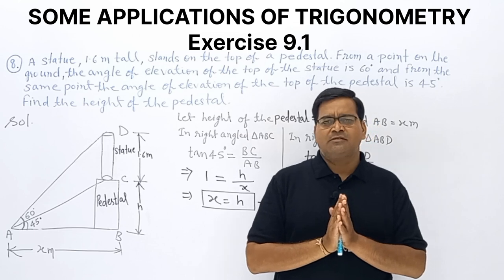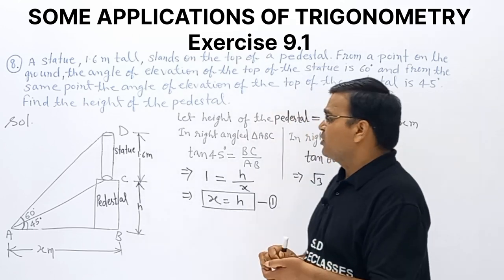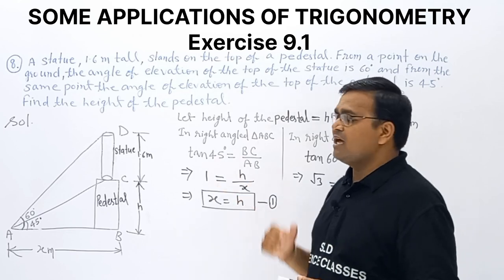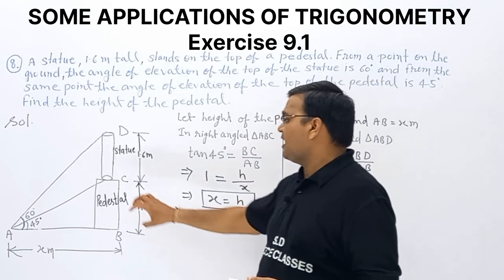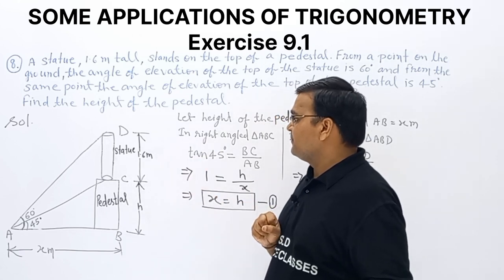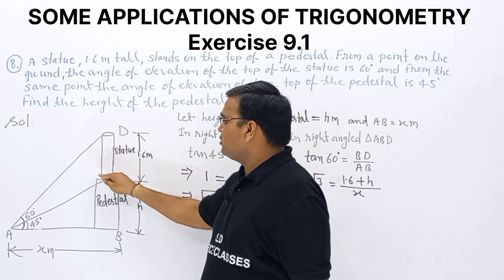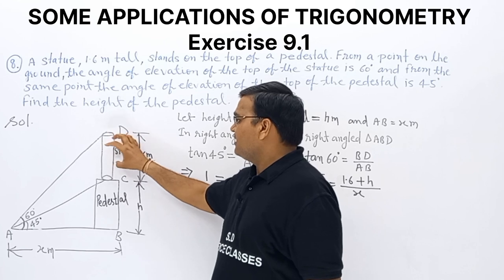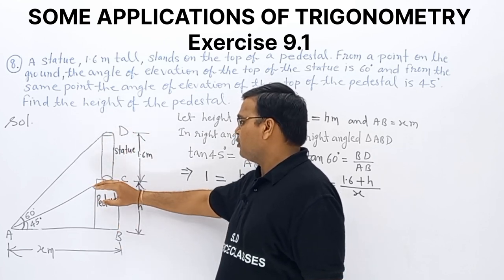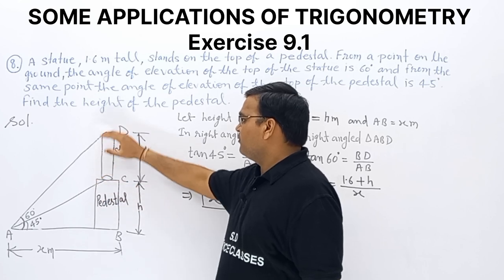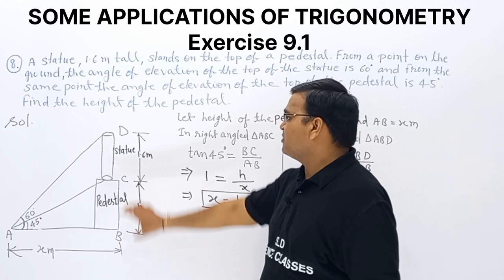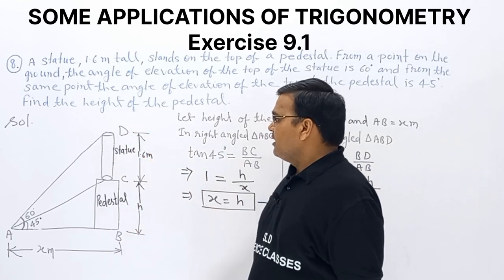Observe, this is a simple question. Once we understand all things, we can draw the diagram, then we can easily find the height of this pedestal. Again I am revising what the question is saying. In the question we are having one statue and it is at the top of the pedestal. This is the pedestal, it is the base, and on top of this we are having one statue, and the statue is standing at the top of the pedestal, and its height is given in the question.